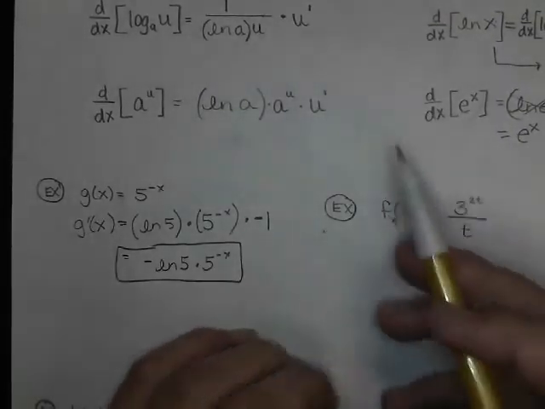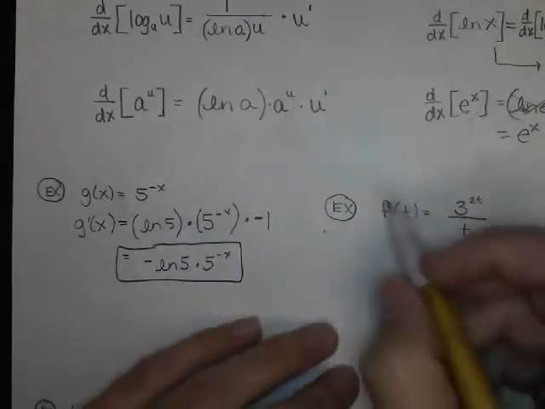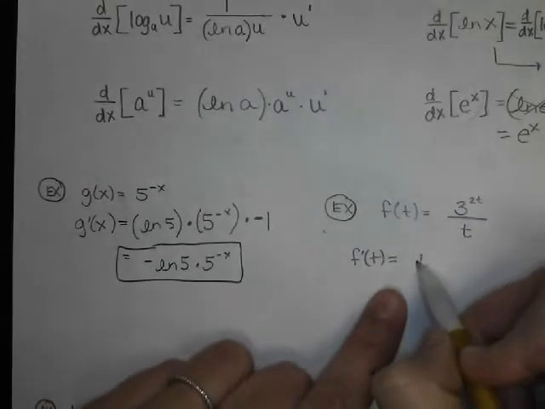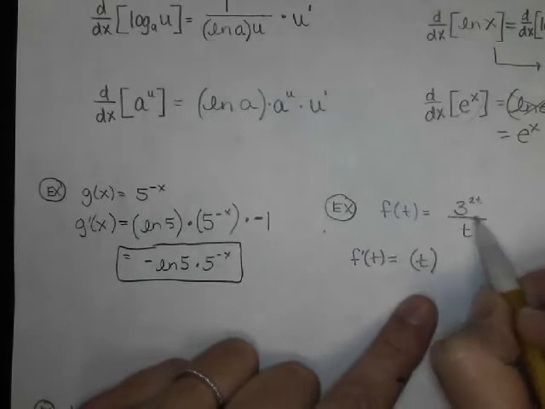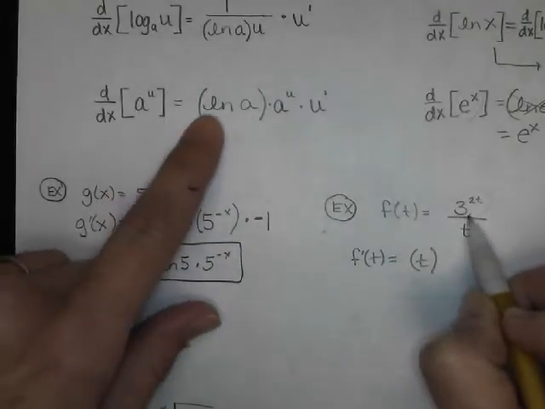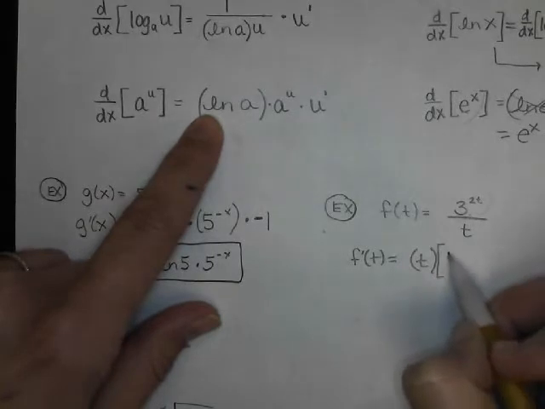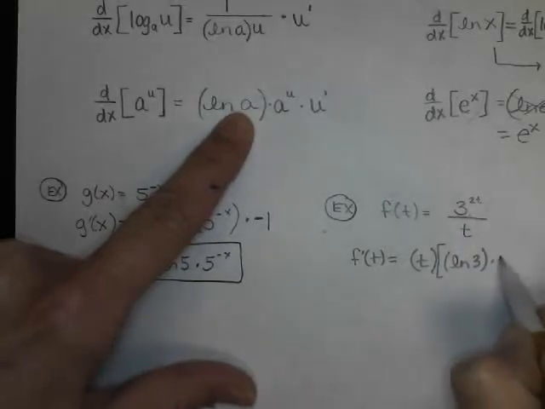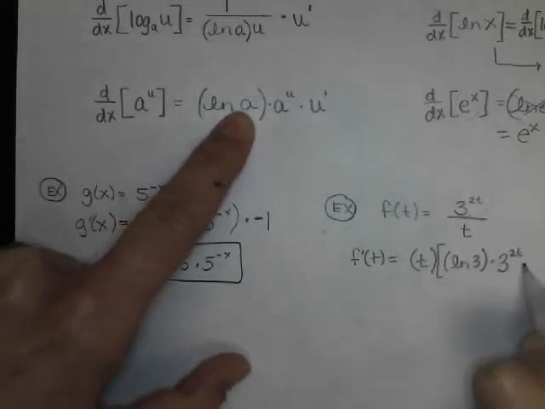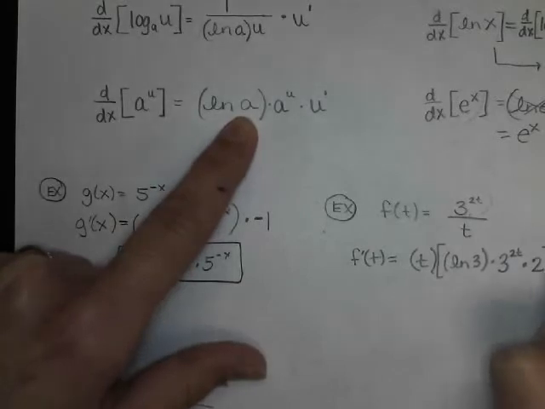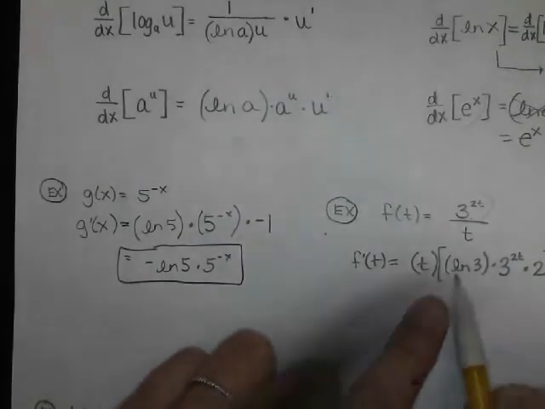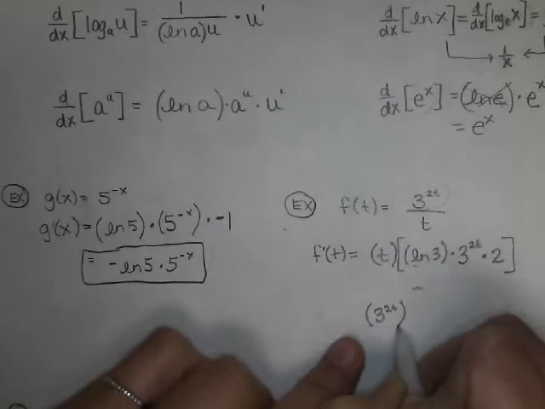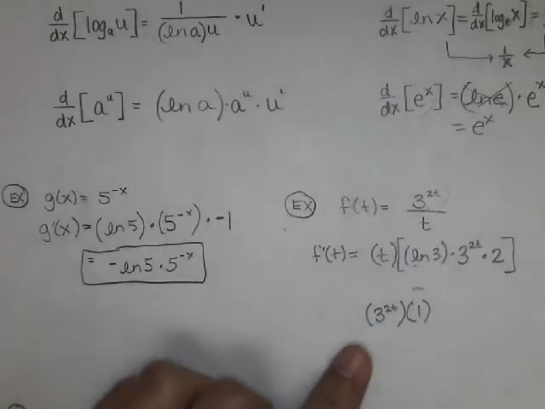Things can get more complicated, obviously, because you're going to have to follow these rules within a quotient. So f prime of t is your bottom, times the derivative of the top. Now the top is an exponential function, so that's going to be the natural log of your base, 3, times the function taken as is, 3 to the 2t, times the derivative of what's inside of that exponent, 2. So that's the bottom times the derivative of the top, minus the top, 3 to the 2t, times the derivative of the bottom, which is just 1.